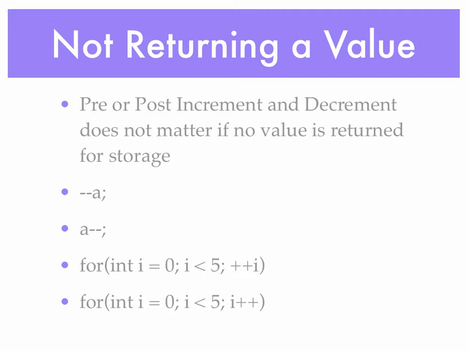decrement in this example. The two lines that follow are also functionally equivalent: for int I equals 0, I less than 5, plus plus I is functionally equivalent to for int I equals 0, I less than 5, I plus plus, because we're not returning a value. It does not matter if we pre or post increment that value I. It does matter, pre or post, if we are returning a value.